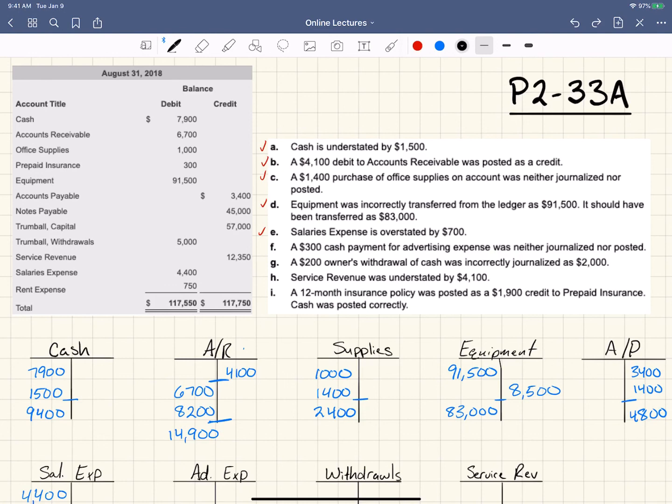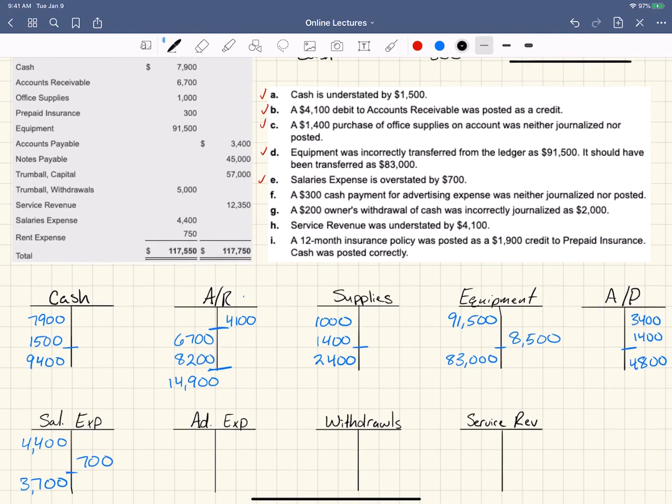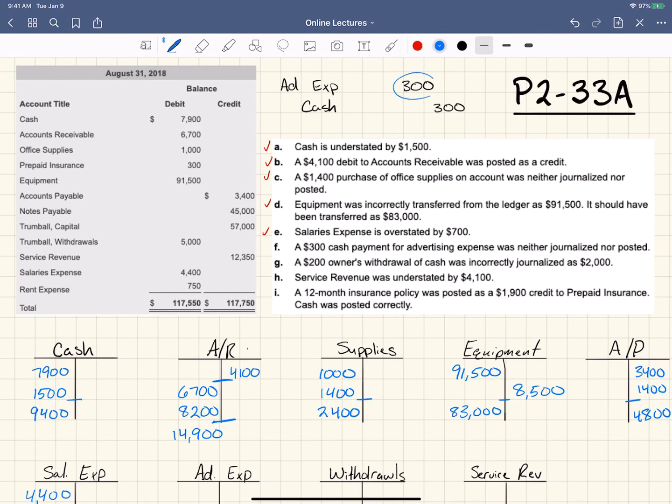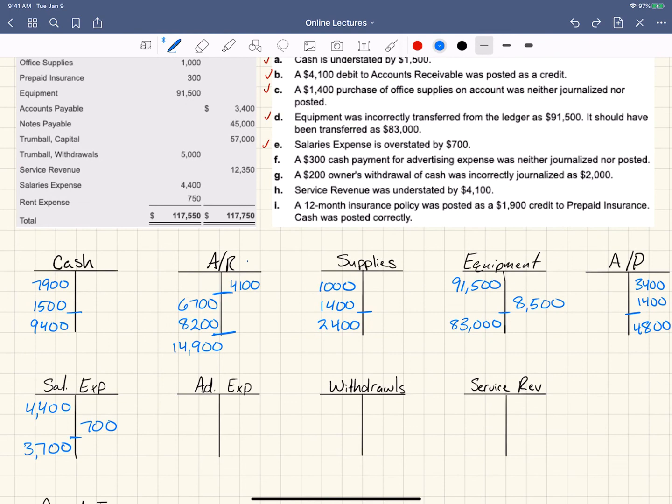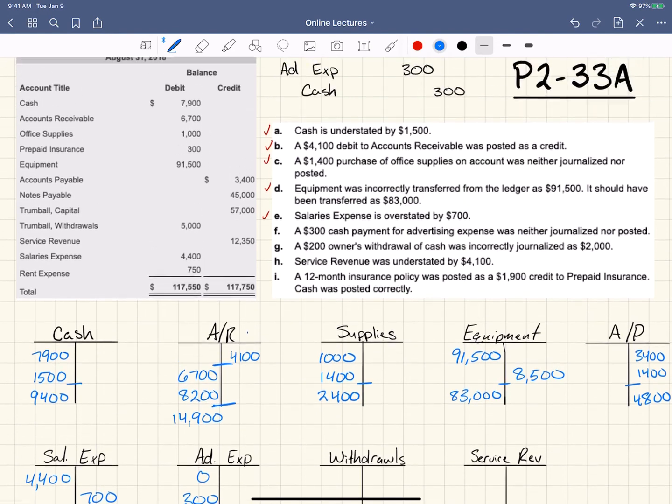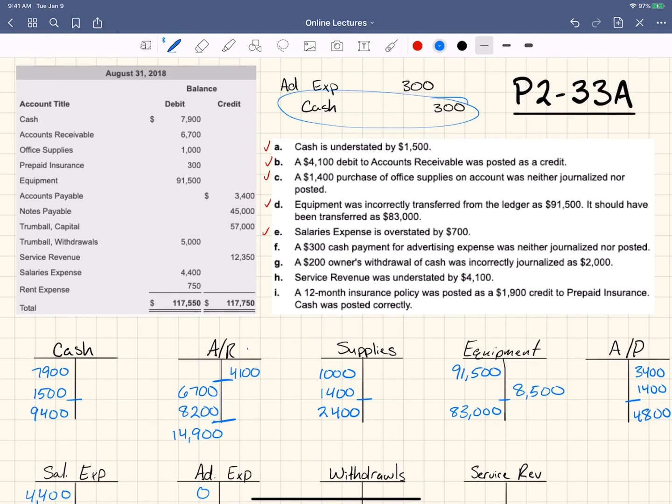$300 cash payment for advertising. So we have cash going down, and it goes down by 300. And we have advertising expense debited, and it goes up by 300. So we'll go ahead and start with the advertising expense. It has a debit on there. And it looks like we don't have advertising expenses in here anywhere. So it looks like it started with a zero balance, and then we added this $300. So the total balance is going to be 300 for our new corrected trial balance. And then we have to adjust the cash balance here.